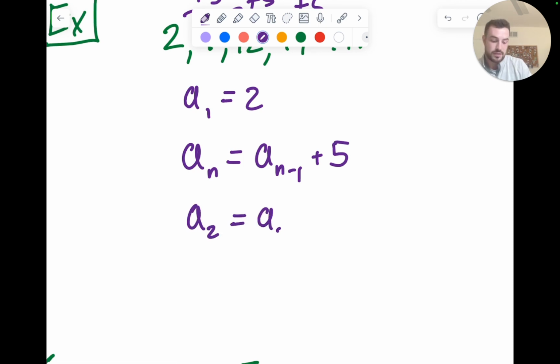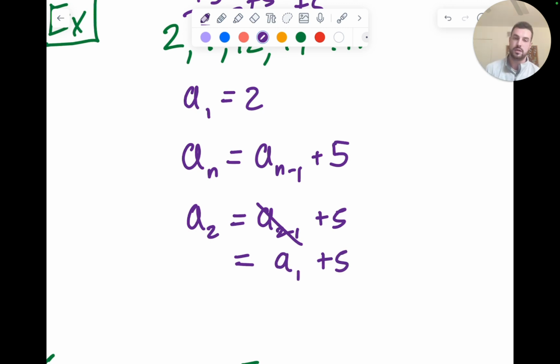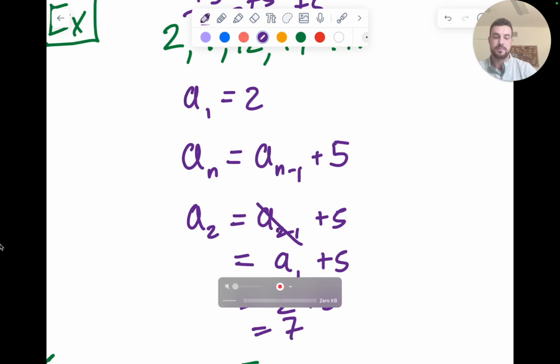Now, just to make sense of it a little bit, if I wanted to find a sub 2, I would take a sub 2 minus 1 and add 5. Well, a sub 2 minus 1 is really just a sub 1, right? 2 minus 1 is 1. That means I would take a sub 1 and add 5, and we know what a sub 1 is. It is 2. So that means the second term is 2 plus 5, or 7.